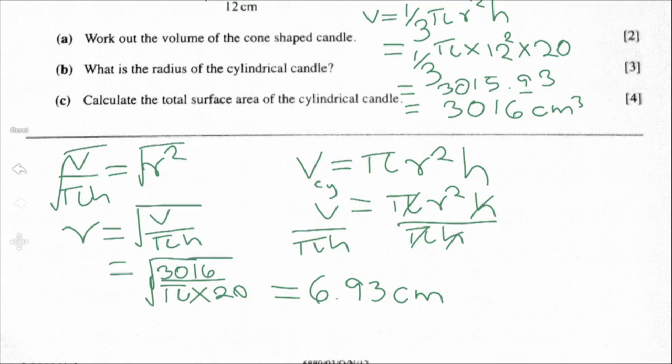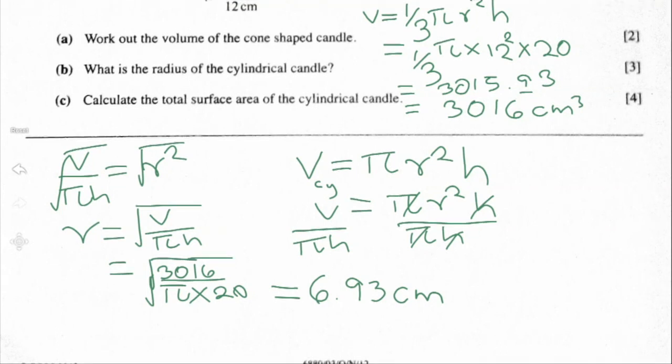Once again, you have to note that in answering this question, you have to look at the two solids. That is the cone and the cylinder. They have the same volume, which is 3016 there. Then, given that they have the same volume, to find the radius of the cylinder, you use the formula for calculating the volume of the cylinder, making r the subject. Then you can substitute the figures and get your 6.93 centimeters as your radius.